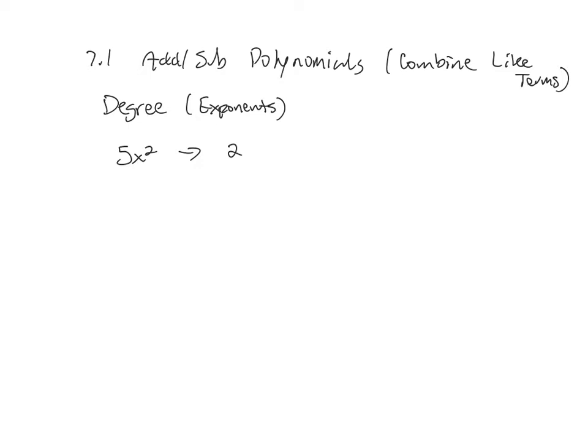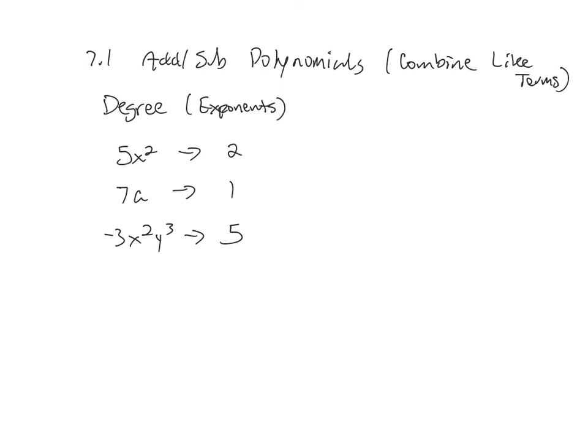If I had 7a, the degree is 1 because there's 1a, or to the first power. If I had negative 3x squared y to the third, the degree is 5. 2 x's, 3 y's. Okay, so it's adding up the exponents. 2 plus 3 is 5.